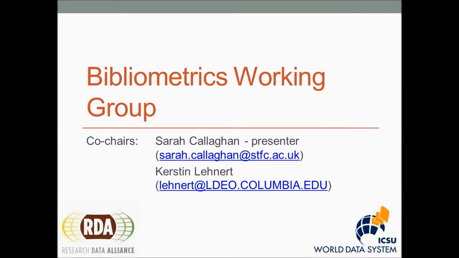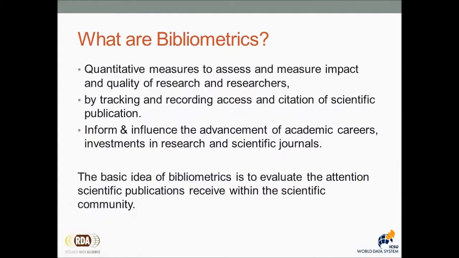So, I'm sure that everybody in the audience knows what bibliometrics are. Probably better than I do, because I trained as a physicist, not as a librarian or anything like that. But just to be on the safe side, bibliometrics are quantitative measures to assess and measure impact, and also to assess the quality of the research and the researchers that produce it. And they do this by tracking and recording access and citations of scientific publications, so journal articles, obviously.